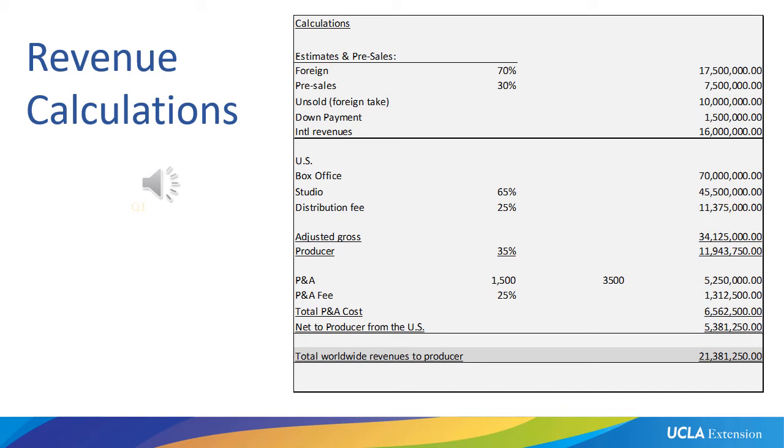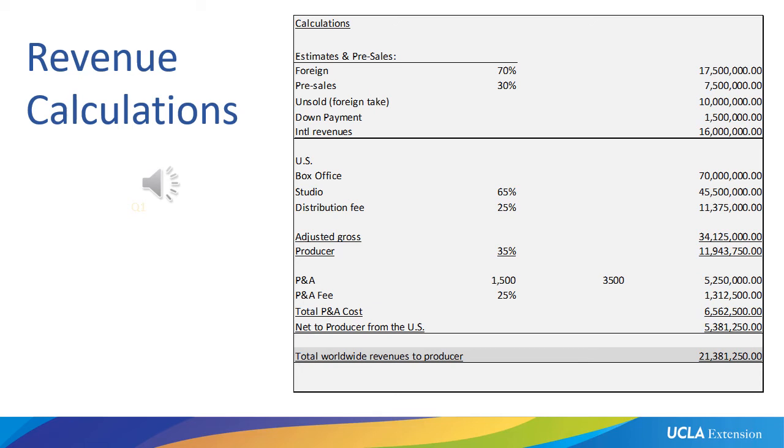Now our deal with the studio is that we get to keep 35% of that. Now 35% of that net amount would be 11,943,750. That's what we're getting at this point. Now we did have a P&A investor who charges us $5,250,000 for the release campaign, plus a premium on the investment of $1,312,500.